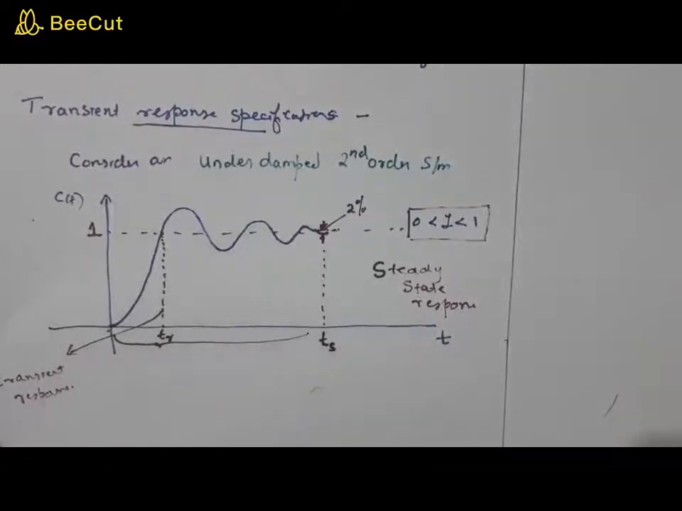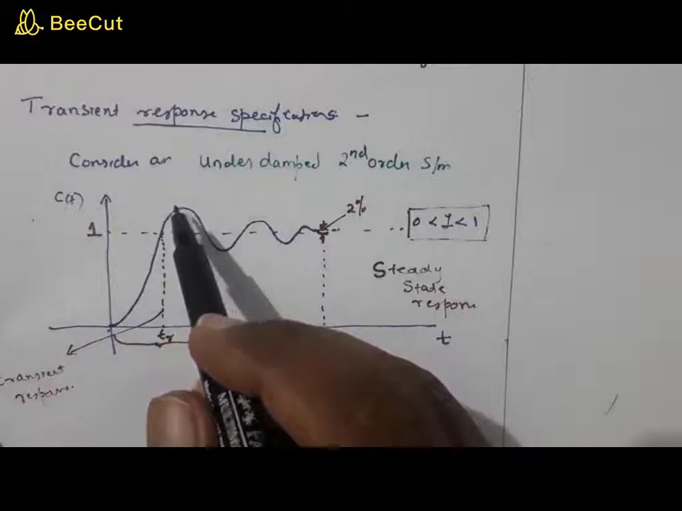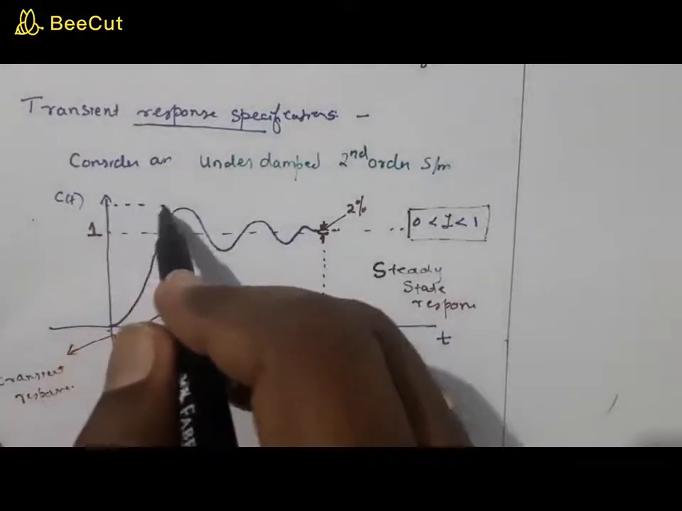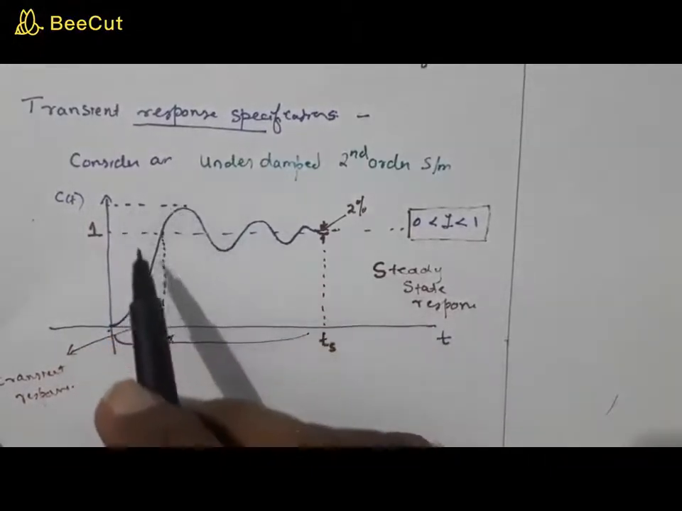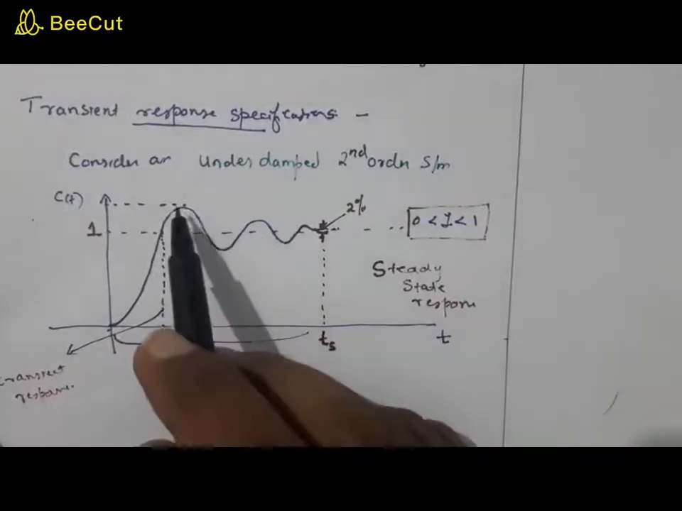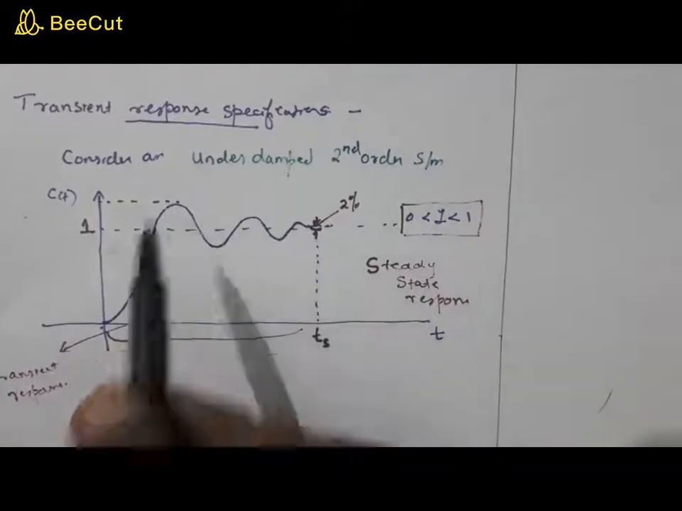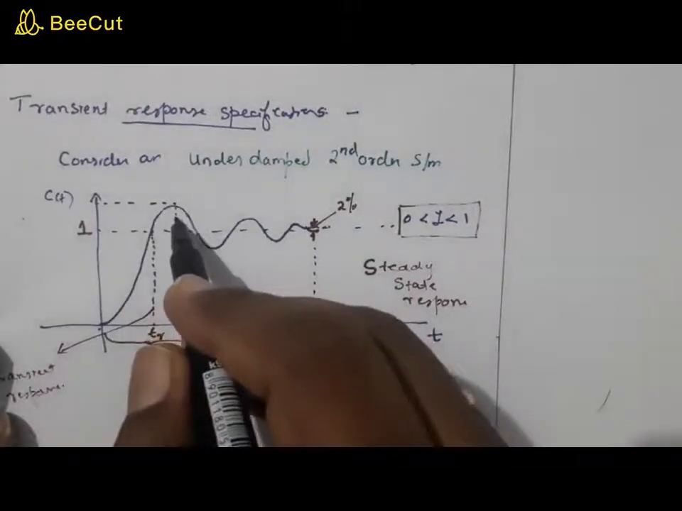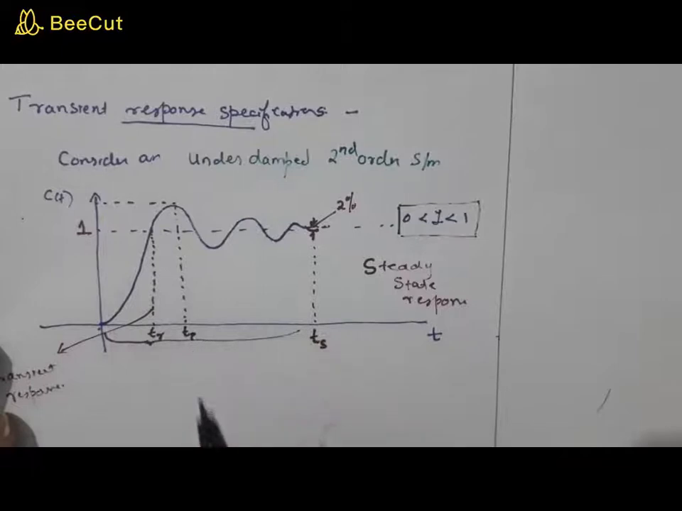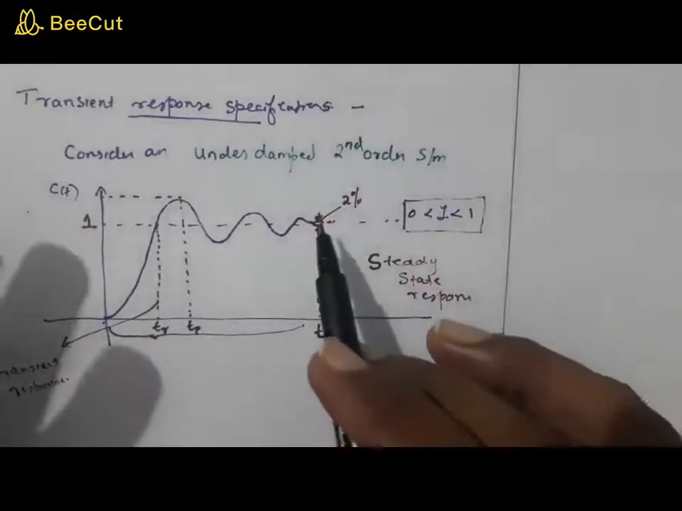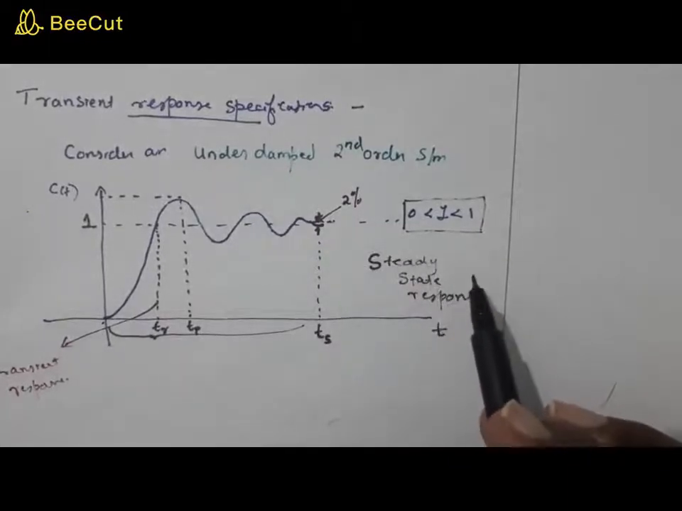Now look at this point. What is the specialty of this point? The output goes to a magnitude, and this is the maximum magnitude that the output can have. After this you can see that the output reduces, and it is not coming back to this level. So we can call that by another time, and I'm denoting that as TP. And this I have already explained, the time it took to reach the steady state response.